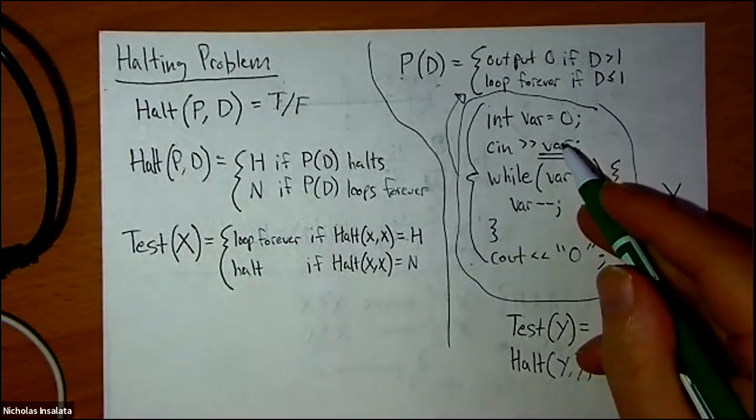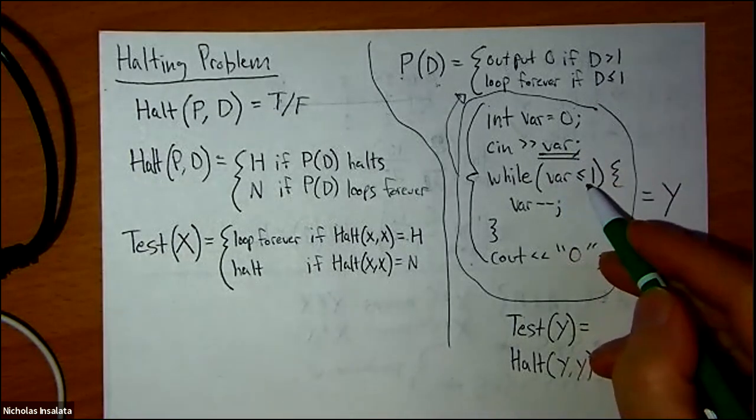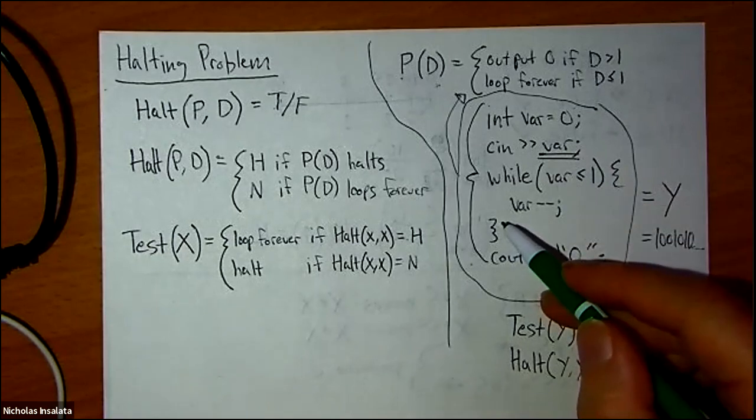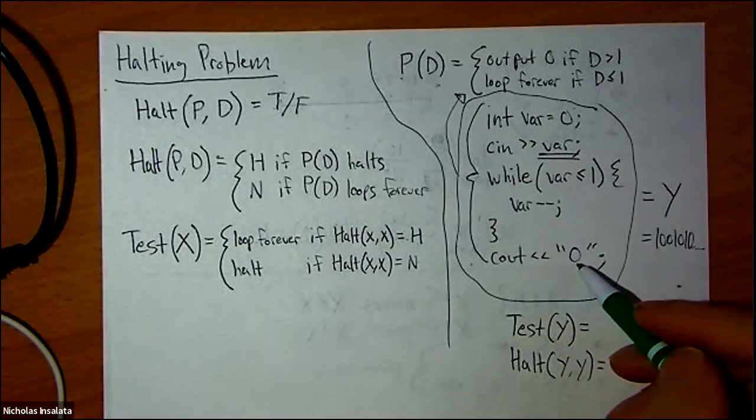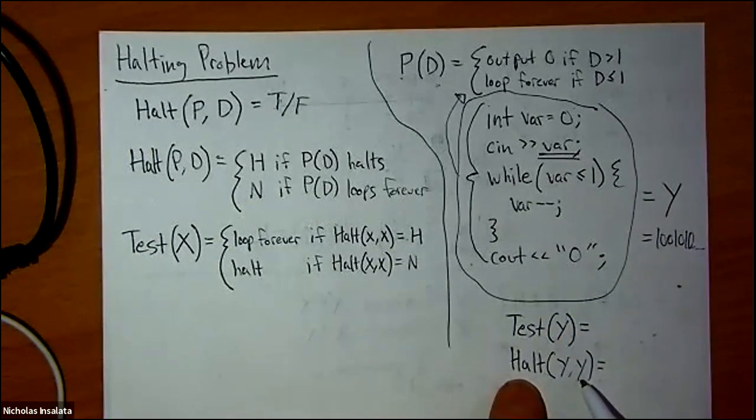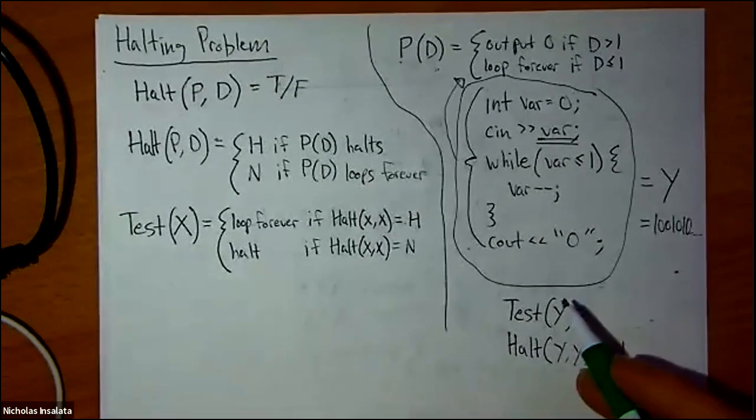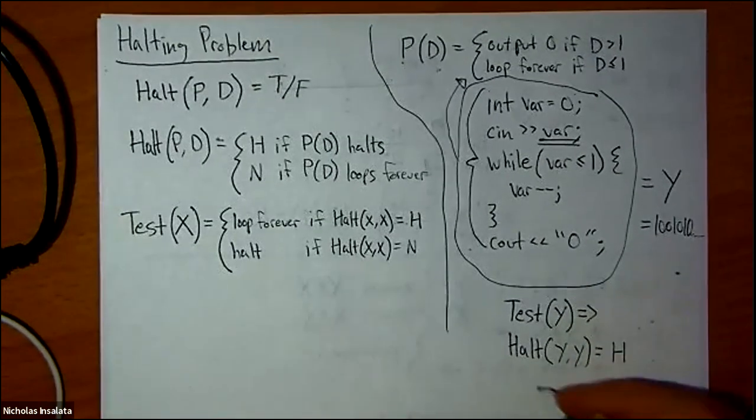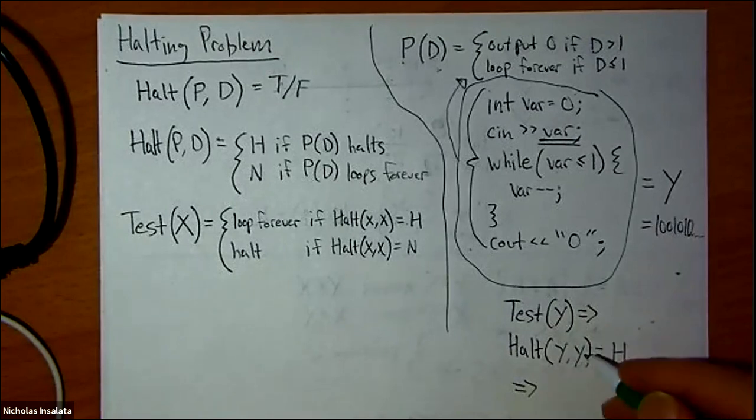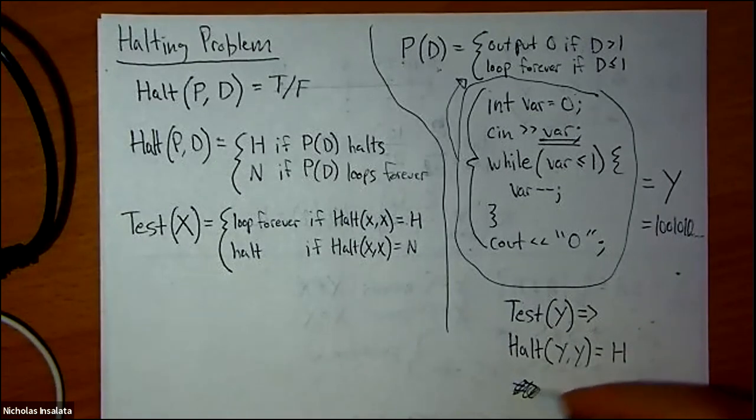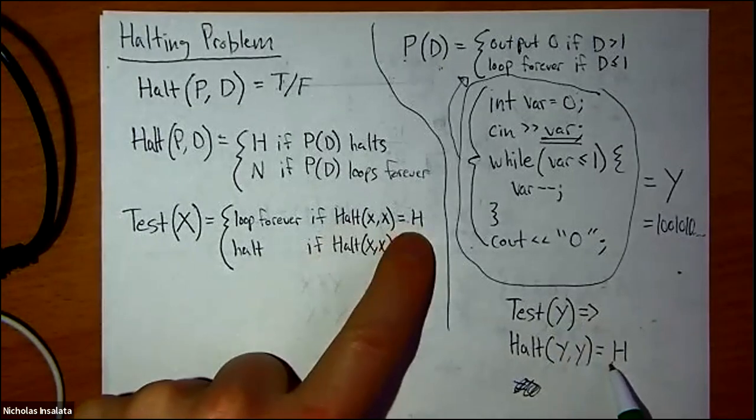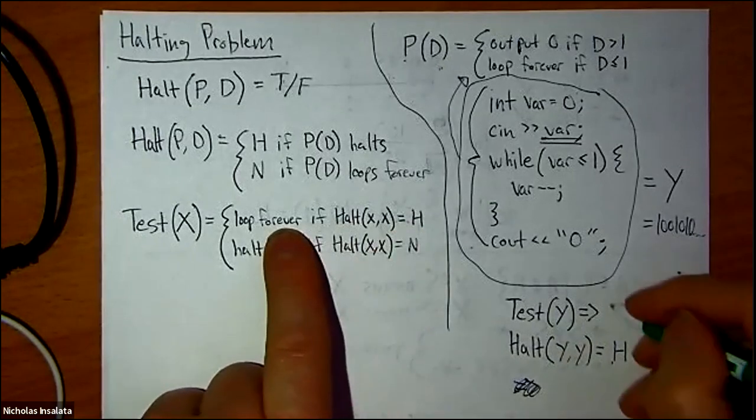And I plug that in for var, well, that's definitely going to be bigger than 1, right? Because it's this huge number. So the while loop won't happen. It will print out the 0 and it will halt. So halt of Y, Y is going to equal H. It will halt, right? And what happens in that case for test? That implies test of Y, since the halting function pops out H, it'll loop forever.